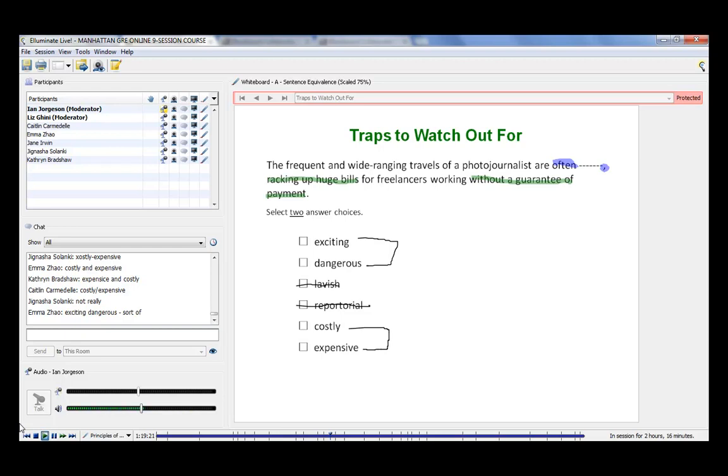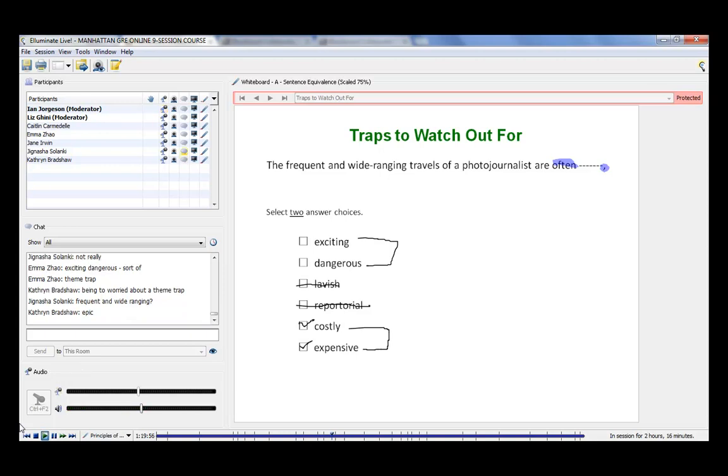So why do you think somebody, and hopefully at this point everybody sees the correct answer really should be costly and expensive. Why do you think people might pick the first pair of words, exciting and dangerous? Think about the sentence here. The frequent and wide-ranging travels of a photojournalist are often blank. What do you think of when you think of traveling all over the world taking photographs? What does that sound like to you? Catherine's a fan. It sounds like it's probably exciting and dangerous.